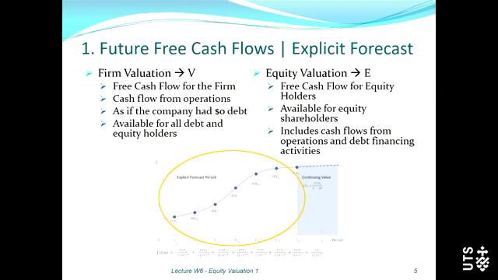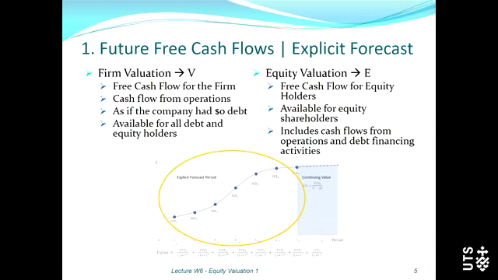which is the explicit forecast period. This is basically what we did in our last lecture, which is determining the free cash flow to the firm and the free cash flow to equity. What we're doing here in these two columns is saying we have two potential valuations, valuing the whole firm and valuing equity. And we have two cash flows, free cash flow to the firm and free cash flow to equity, and we're putting each of those cash flows in the valuation that corresponds to them.